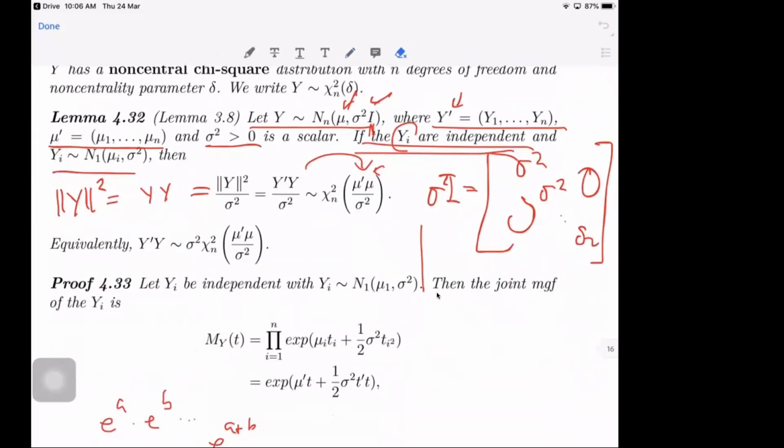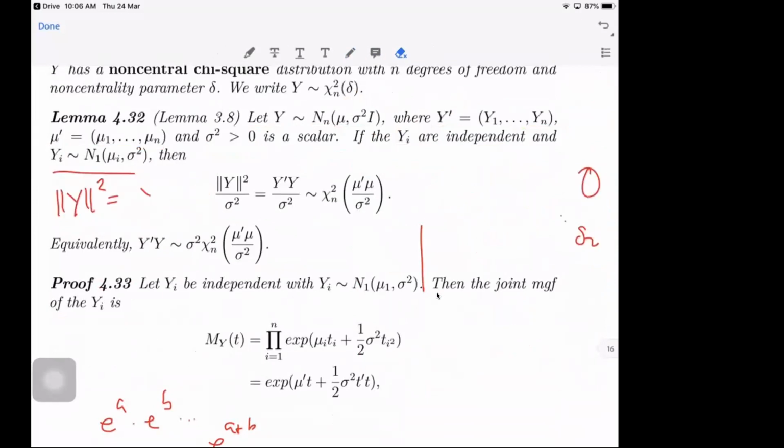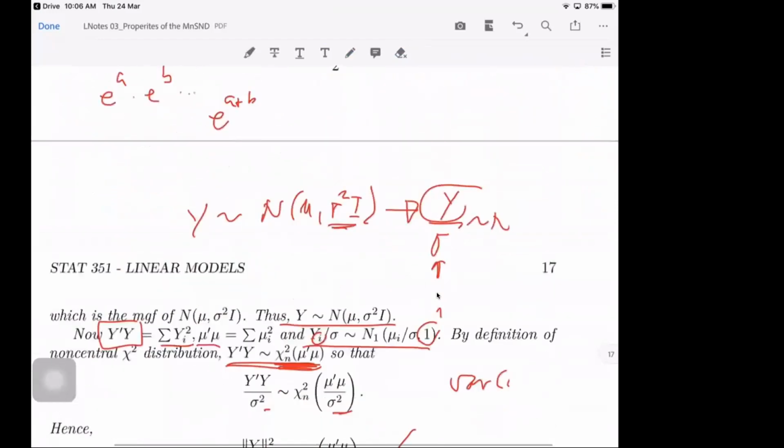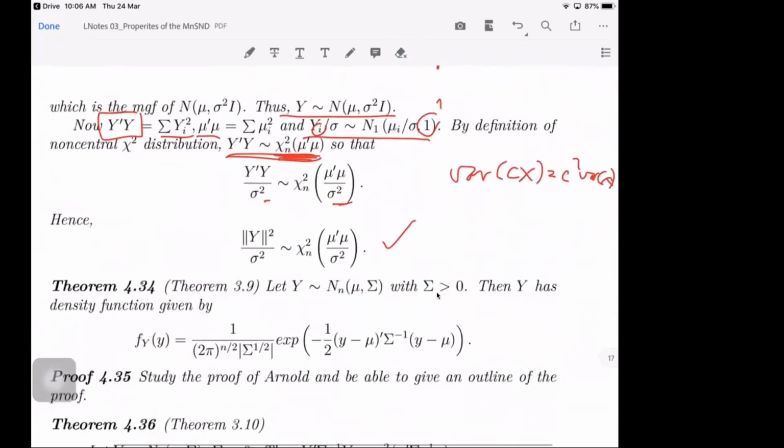Before you conclude that it's a non-central chi-square, the components must be normally distributed and they must be independent, no? And then if you take the quadratic form y prime y, it can be chi-square. And this is the non-centrality parameter. So it can be chi-square, with mu prime mu as the non-centrality parameter. Okay.